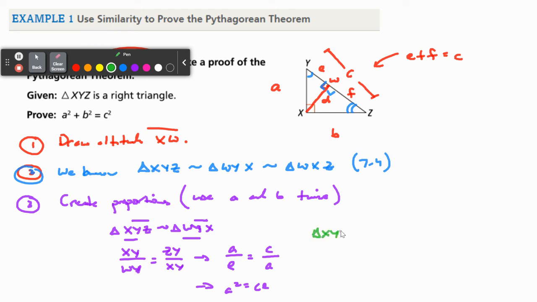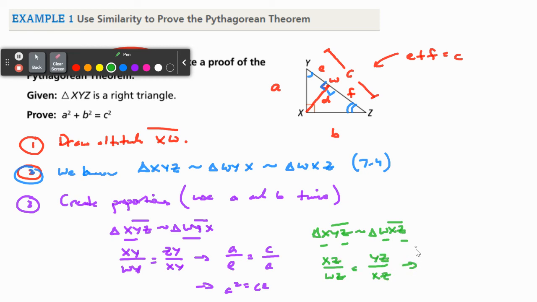Now let's do the other two triangles, the big triangle and the medium triangle. So triangle XYZ, similar to triangle WXZ. Again, this time I'm not going to use XY; I'm going to use XZ twice, right? Because they involve b. Notice that XZ is here, and then it's also there. So if I use XZ from the big triangle, that corresponds to WZ in the medium triangle. And then if I use XZ from the medium triangle, it corresponds to YZ in the big triangle.